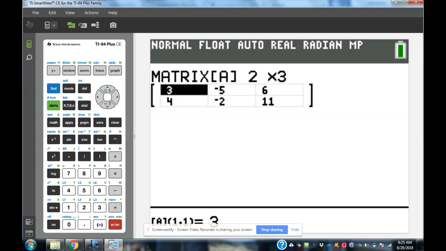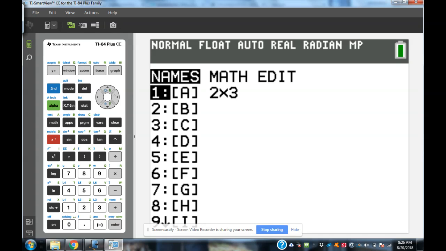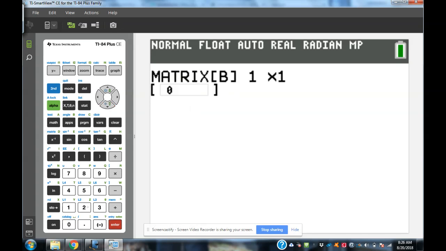We need a matrix B in there. So I'm going to hit second, quit. That gets me back to the regular calculator screen. Second, matrix. I'm going to go to edit. And I've already put one in A. I need to put the other one in either B or C or anything else. Second, go back to the matrix menu, and I'm going to pick matrix B under edit. And it's a 2 by 3.